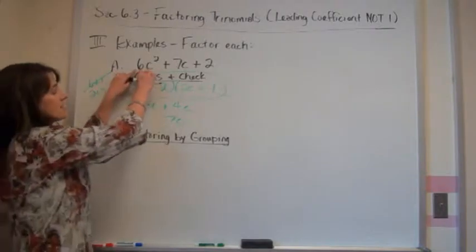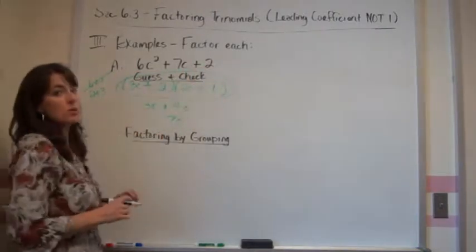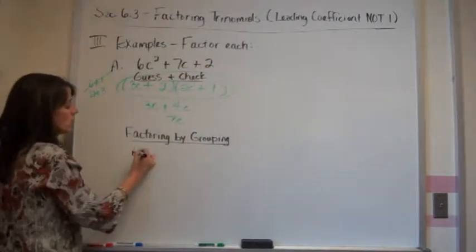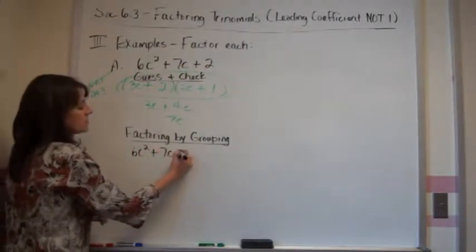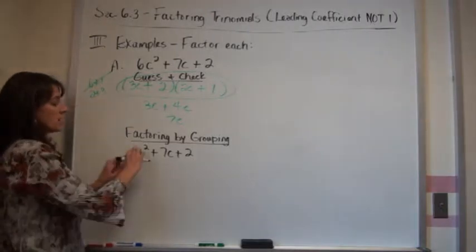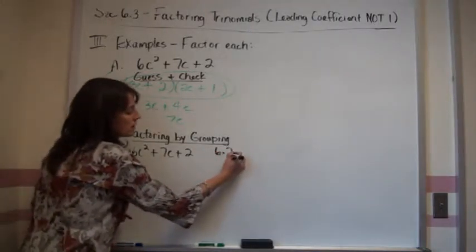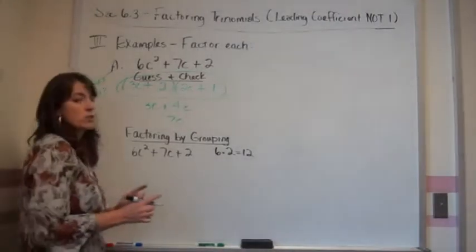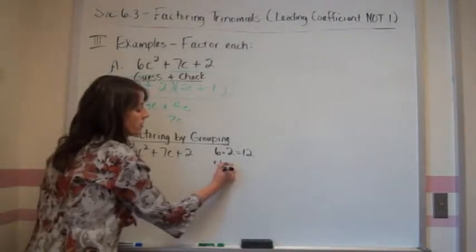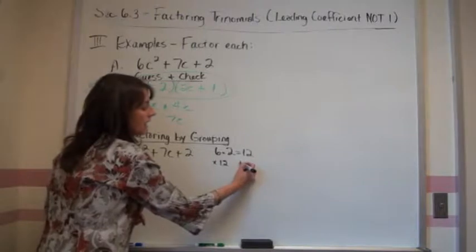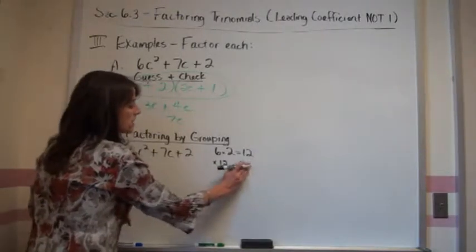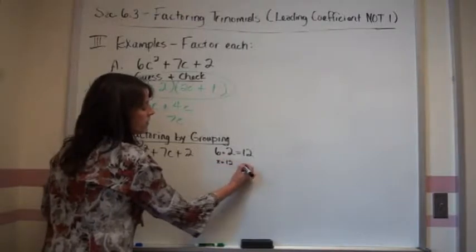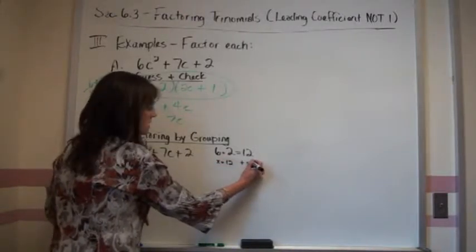So it takes the 6c squared plus 7c plus 2. And the first thing that you have to do is take that 6 and multiply it by the 2. So I'm going to copy this down again, just so I've got something a little bit easier to work with. Take the 6 times 2, and that gives me a 12. What that tells me is I want two numbers that are going to multiply to be a 12, and they are going to add to be a 7.